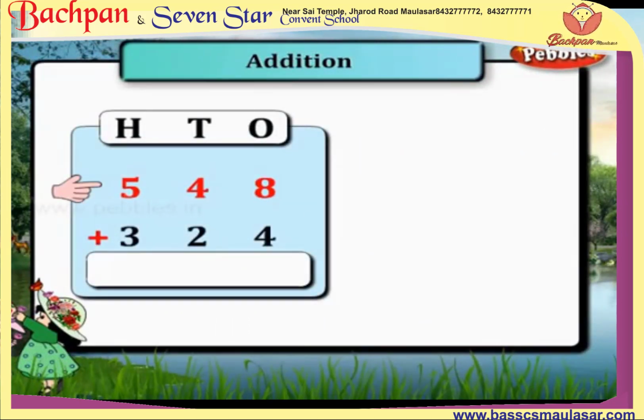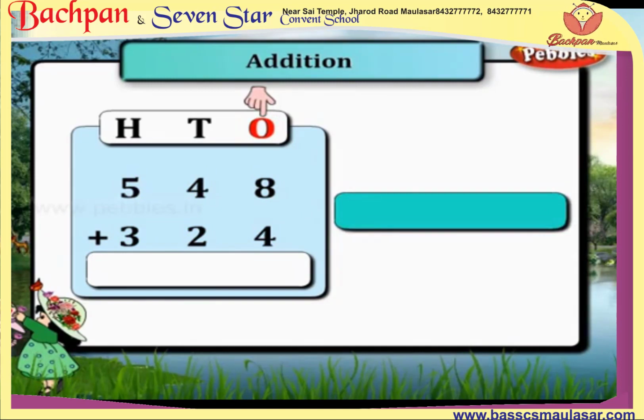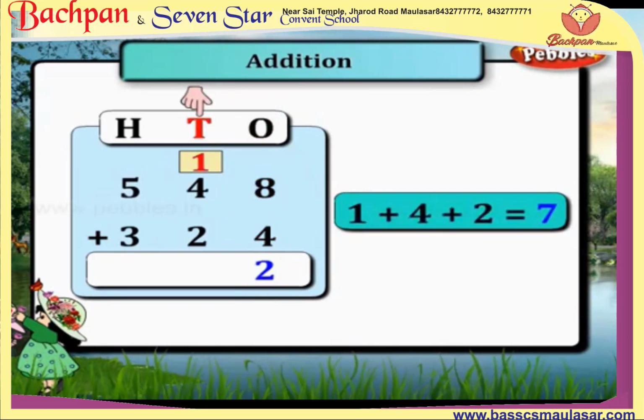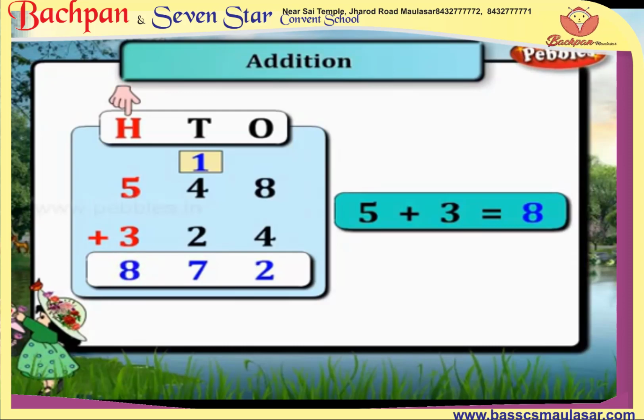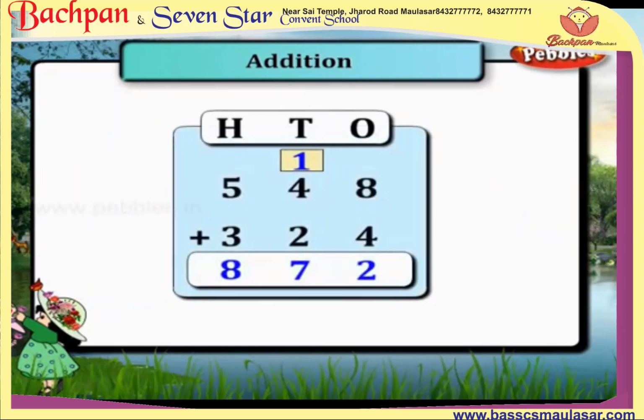548 plus 324. Add the ones. 8 plus 4 is equal to 12. Now write 2 in the ones column and carry over 1 to the tens column. Add the tens. 1 plus 4 plus 2 equal to 7. Add the hundreds. 5 plus 3 is equal to 8. And the total is 872.